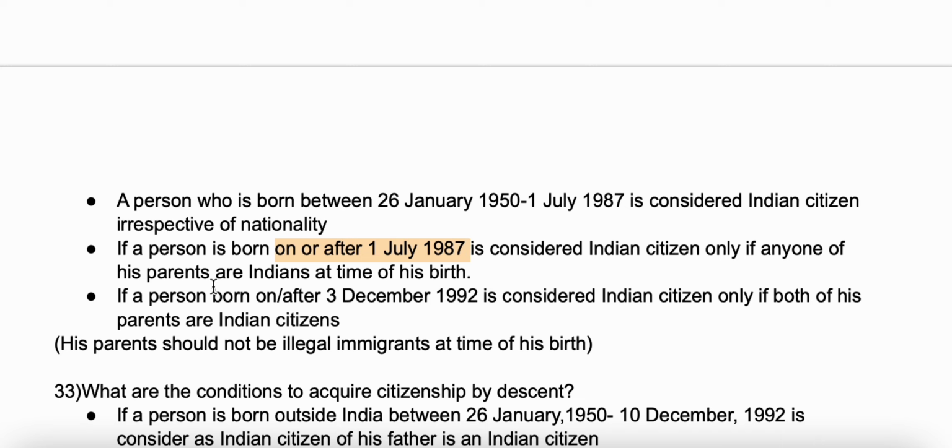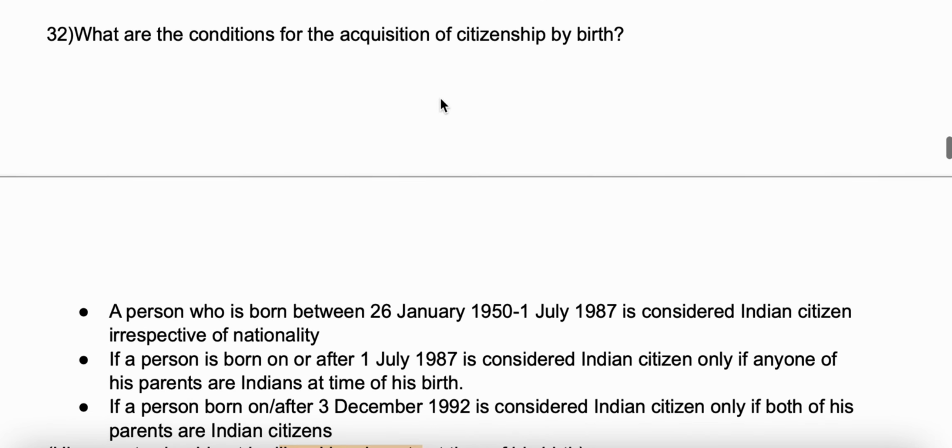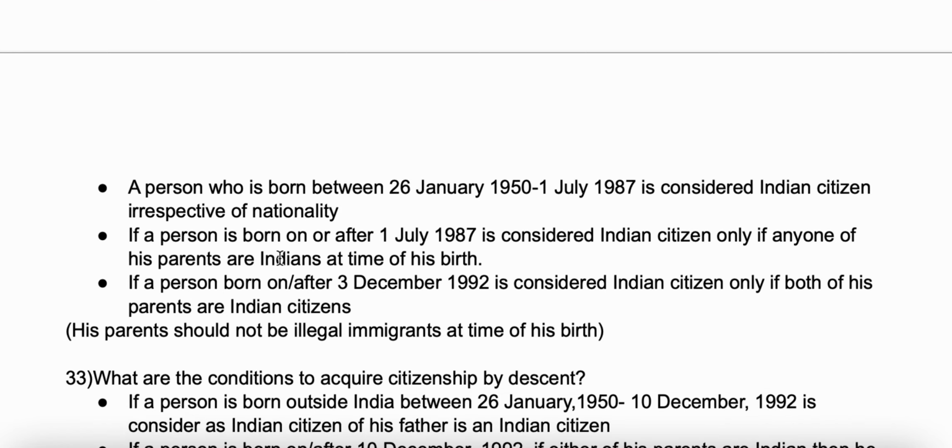Okay, if a person is born on or after 3rd July 1992 in India, then both of his parents should be Indian citizens, then only he'll get Indian citizenship. So if in any of these three conditions his parents are illegal migrants, then Indian citizenship will not be given, even by citizenship by birth. Okay, under this condition also, if their parents are illegal migrants, then Indian citizenship will not be given. Remember, this point is very important.